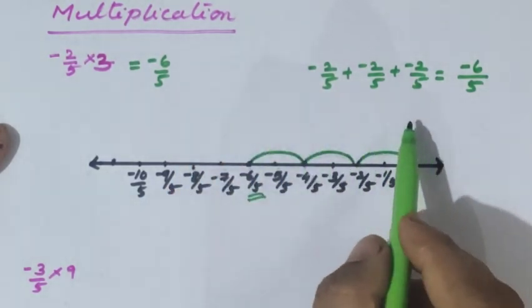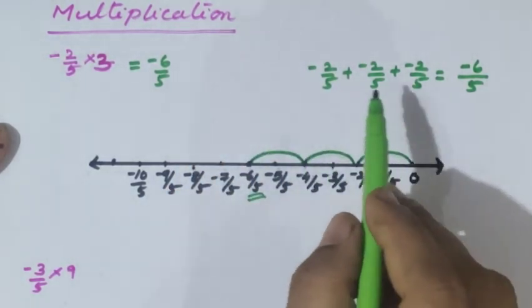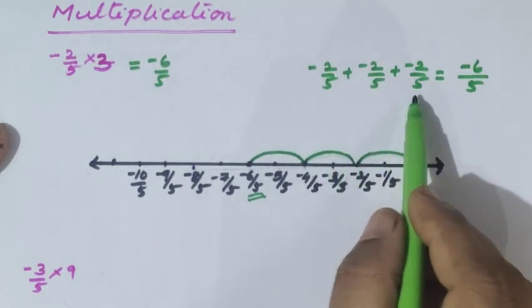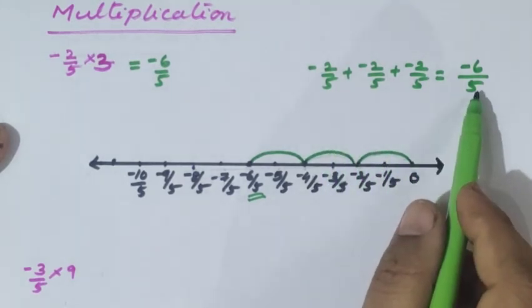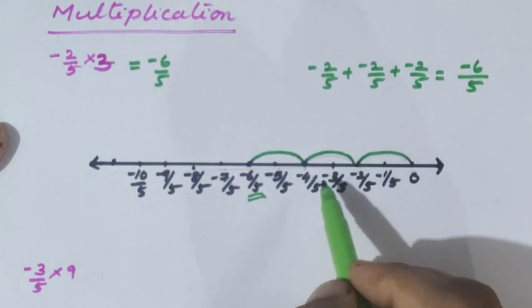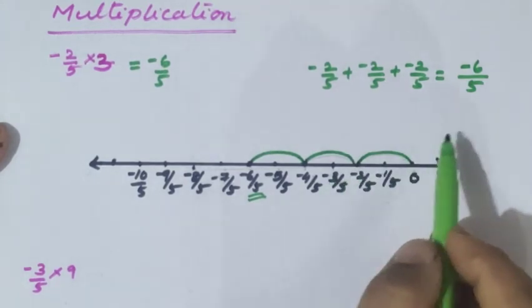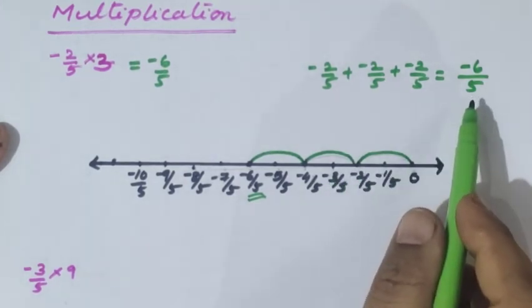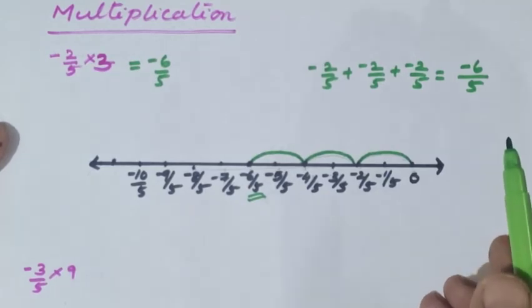Multiplication, as we know, is a repeated addition. So minus 2 by 5 is added 3 times. Still we are getting the same answer there also, and the number line also we checked. So we are getting this minus 6 by 5 is the answer.